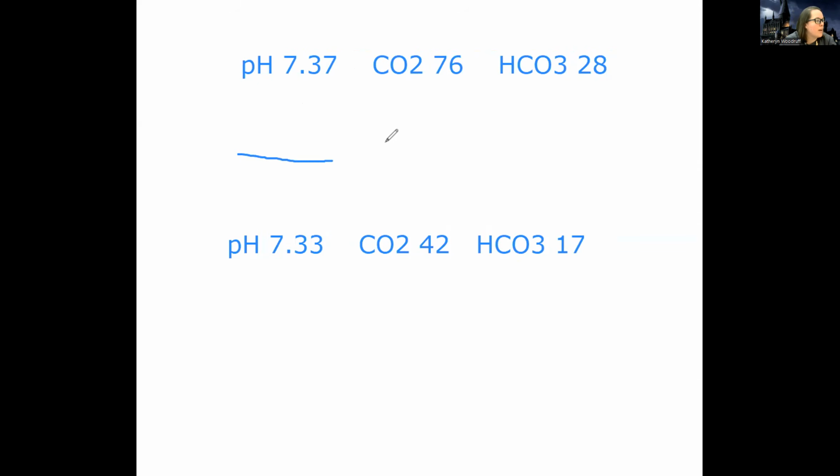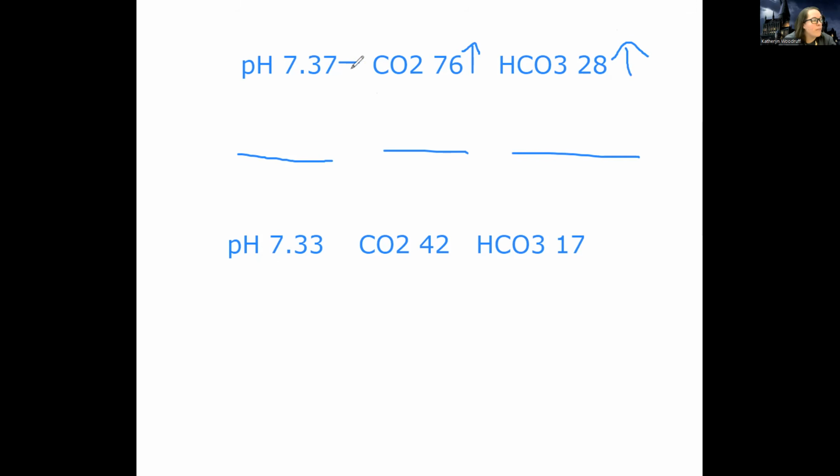Let's get my lines out here. I'm going to make my arrows. My pH is normal. My CO2 is high. And my HCO3 is high as well. The thing that people find confusing is, how do you know if it's acidosis or alkalosis when your pH is normal?